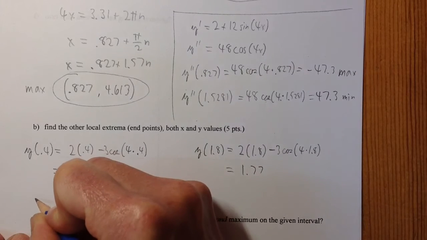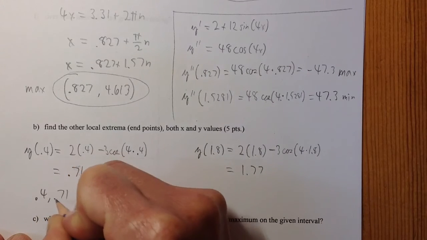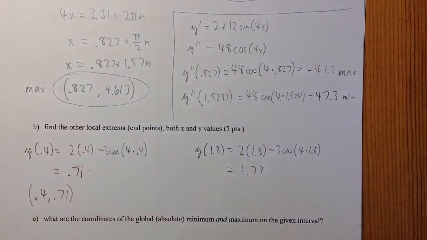So our points are 0.4, 0.71. When it's 0.4, it's 0.71. And that's not what Desmos is telling me, so I must have done something wrong. So how about the other one? When it's 1.8, it's 1.77. That one is right.